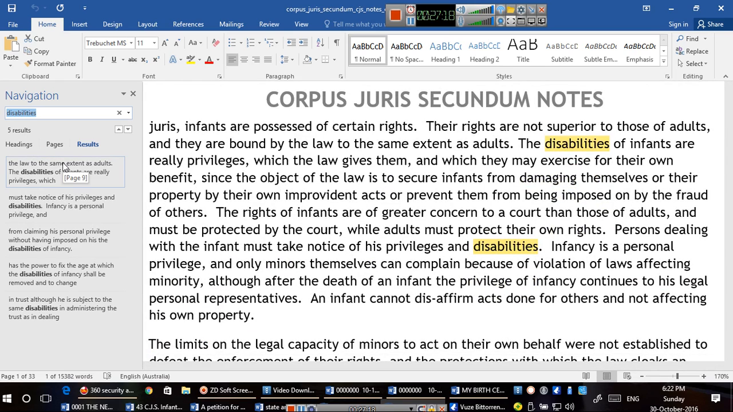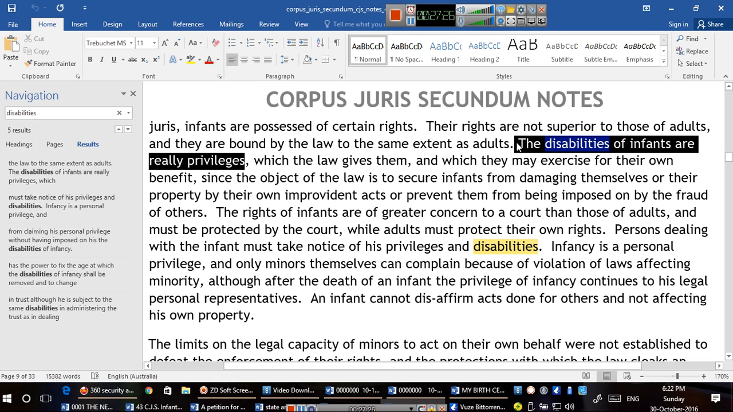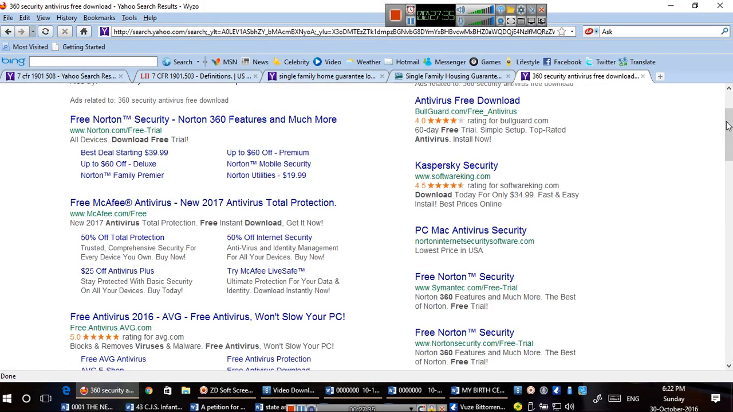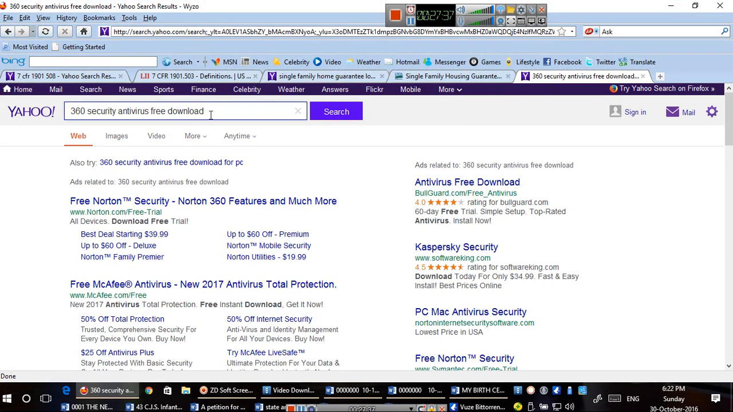But you know what we're looking for? Well, let's do that. The disabilities of an infant are really privileges. They're really privileges? You mean the disabilities of an infant are really privileges? So let's find out what these privileges are so that you all can know that this man is not sitting up here talking out the side of his neck.